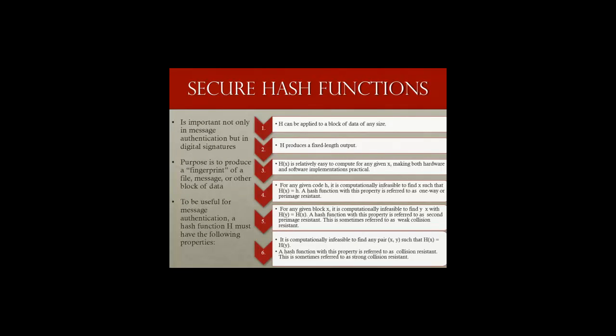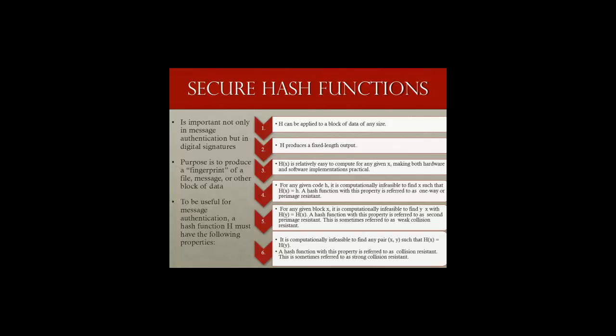Now, the purpose of the hash function is to produce a fingerprint of a file, message, or other block of data. To be useful, a hash function must have the following properties. It must be able to be applied to a block of data which could be any size, very small or very large. And it has to produce a fixed length output, no matter how big the message is. It should be relatively easy to compute the function, making both hardware and software implementations practical.